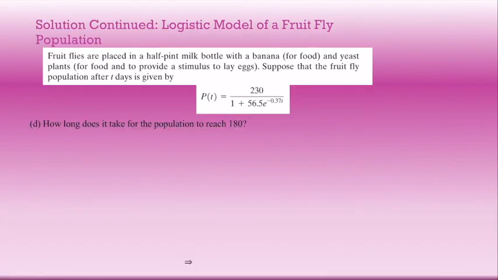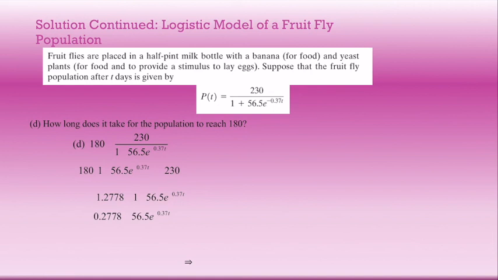For part D, how long did it take my population to reach 180? Well, I had 180 equals 230 over 1 plus 56.5 e to the negative 0.37t. So I got 180 times 1 plus this. Just again going in and filling in the symbols for those of you to check your work who are not in my class and did not get the PowerPoint.